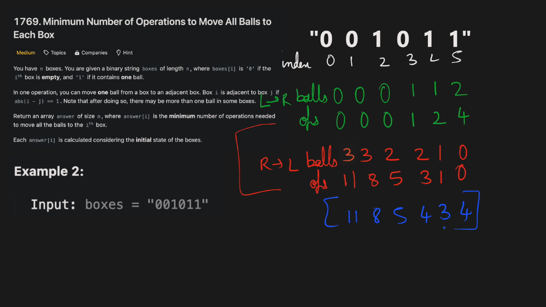And although I demonstrated using 2 separate arrays for operations to simplify the explanation, in practice we can use the same answer array to accumulate these operations as we move from left to right and then from right to left, or vice versa. Let's jump into the code to understand it better.